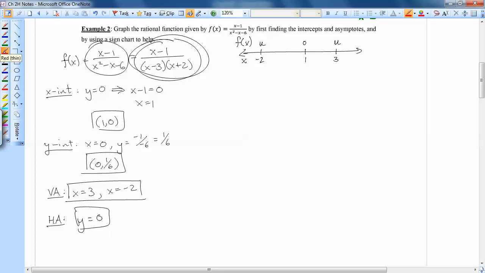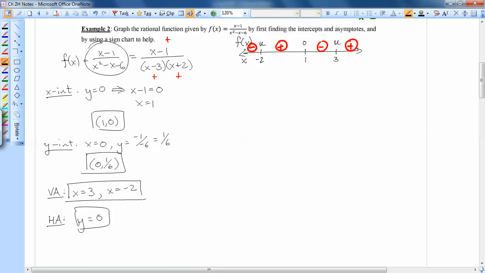Now let's test some points. If I plugged in something less than negative 2, the top is going to be negative, the bottom x minus 3 is going to be negative, and x plus 2 is also going to be negative, so it's negative over two negatives. That's going to be a negative. I already have a test point: when x is 0, y was positive. If I plug in a 2, let's say, the numerator is positive, this would be negative, this would be positive, so the whole thing would be negative. And if I plugged in x equals 4, then this is going to be positive, positive, positive. So I'm going to get positive here.